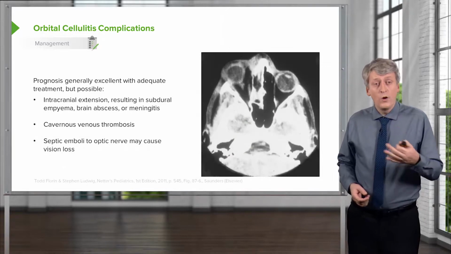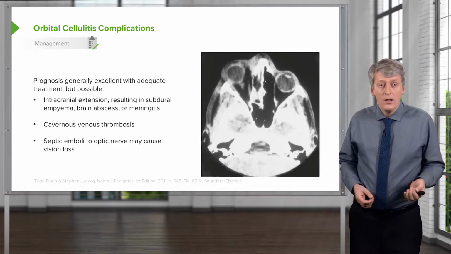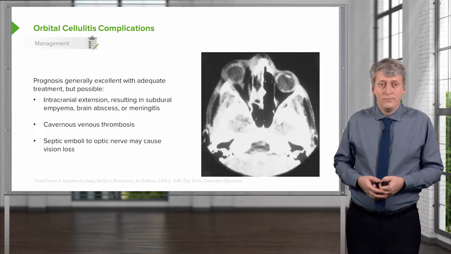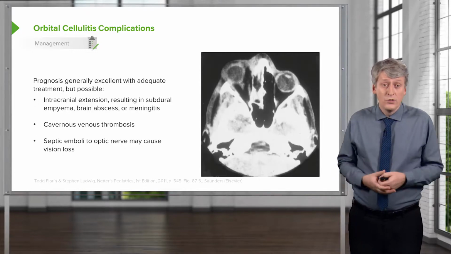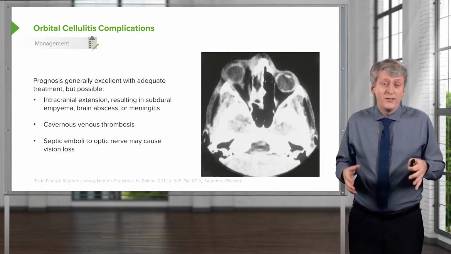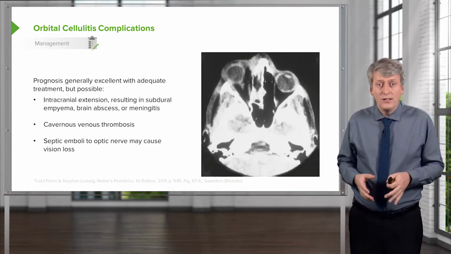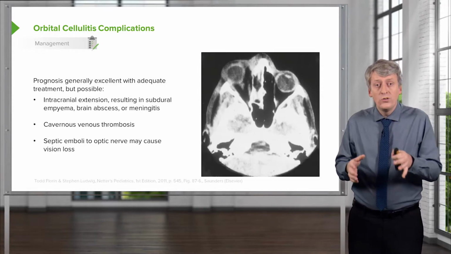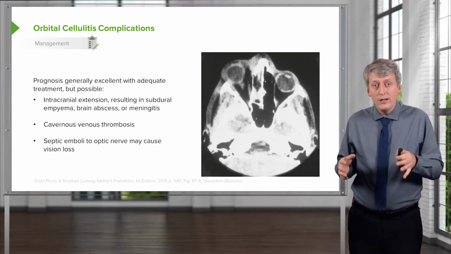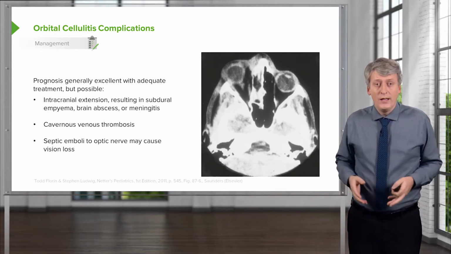Lastly, and this is rare, but it can happen, patients may develop septic emboli, which go into the optic nerve and cause vision loss. That's a devastating end result. So, in summary, orbital cellulitis and preseptal cellulitis are generally fairly easy to tell apart, and it's done so mostly clinically, but we have the CAT scan as our backup, and we treat it aggressively with antibiotics, but different antibiotics depending on which one it is.